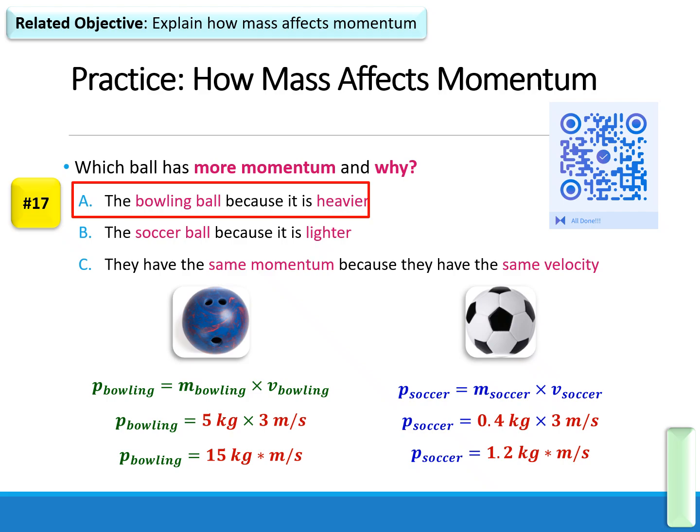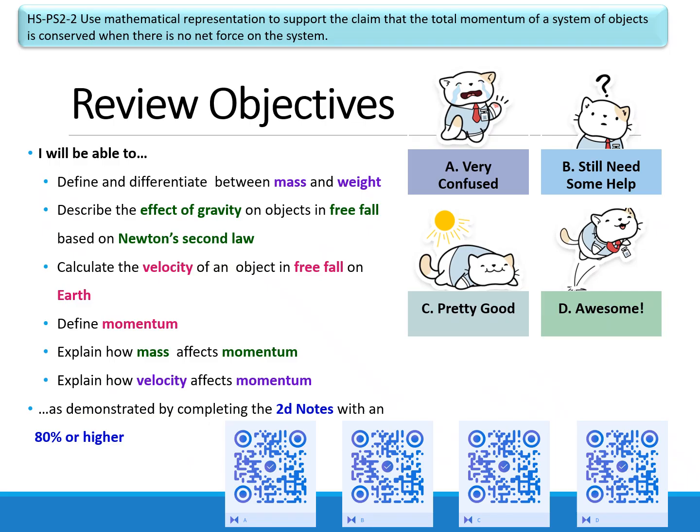Okay, so what we've done today is we talked about the difference between mass and weight. We talked about free fall and how to calculate the velocity of an object in free fall. And then we shifted just a bit and we talked about momentum and how mass and velocity affect momentum.